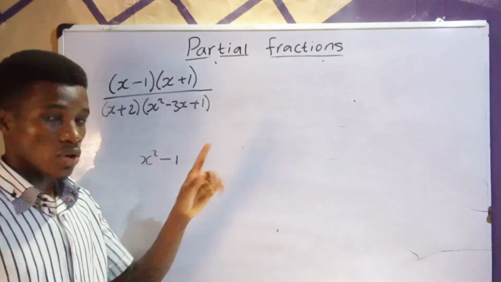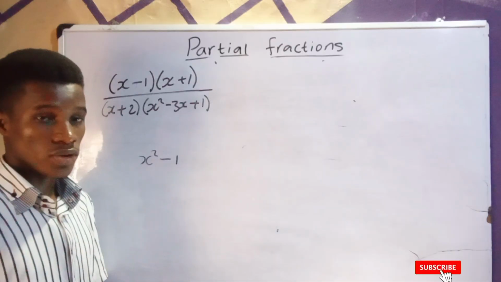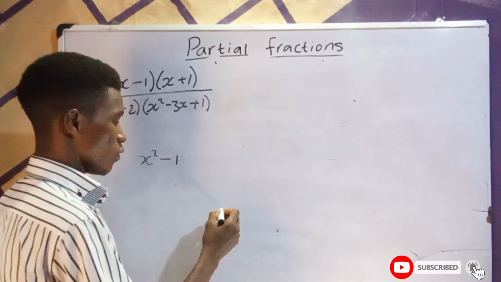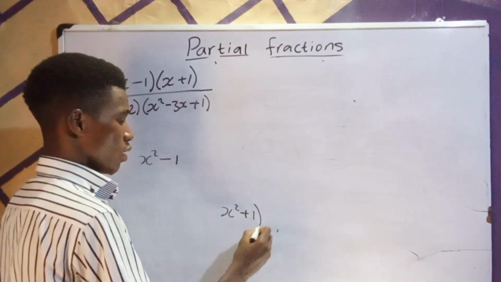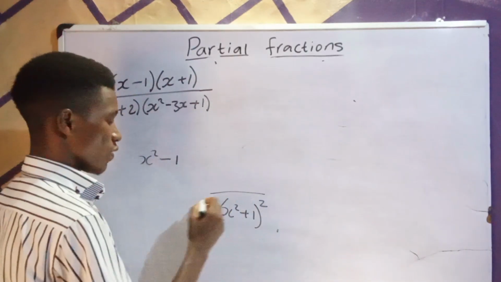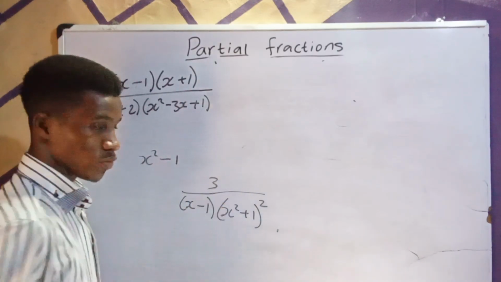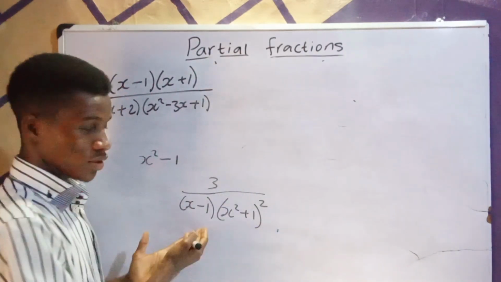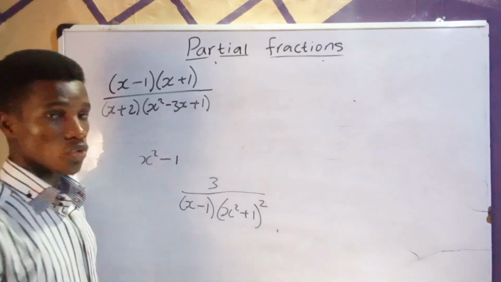So in the next video, we will talk about when you have repeated linear factors. Let's say you have one of the factors on the denominator as x squared plus 1, something like this. How do you approach it? How do you arrange this denominator into partial fractions, like x minus 1 and this? I'll see you in that video.